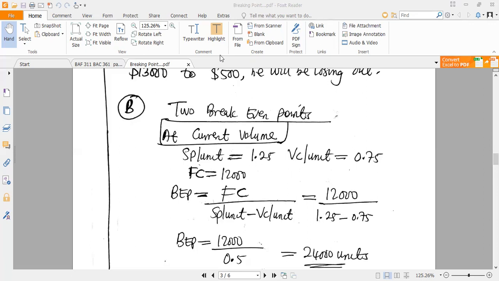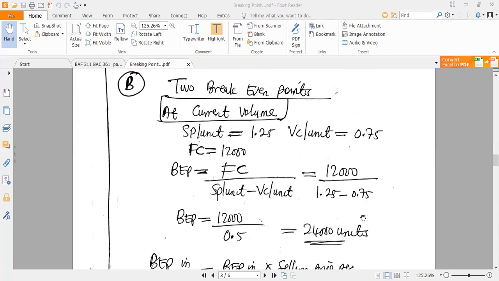Part A is the analysis of whether to go on and replace the equipment or use the old one. So at the current volume, selling price 1.25, variable cost 0.75, fixed cost 12,000, we substitute this in the break-even formula. We are getting 24,000 units as the break-even point in units.